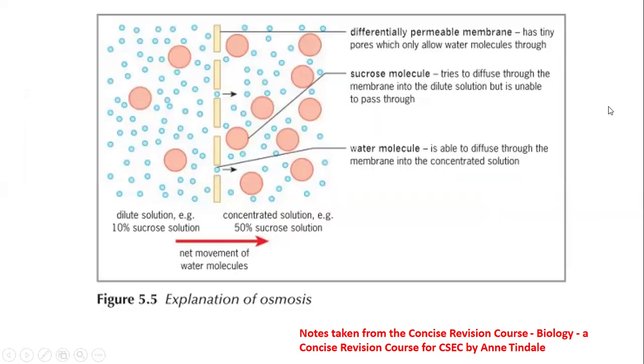Then now we move on to osmosis, and this diagram is normally important because it's telling you how osmosis works. It moves from a place of high concentration to low concentration across a semi-permeable membrane, a differentially permeable membrane. So we can see here where the dilute solution is 10% sucrose solution, right?